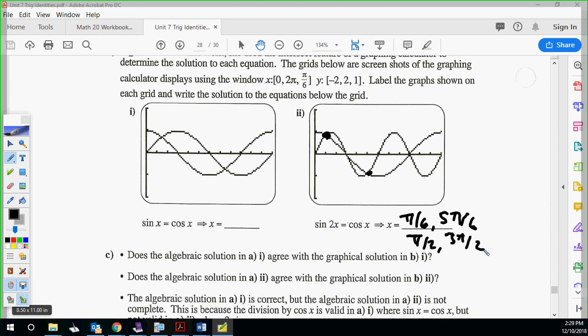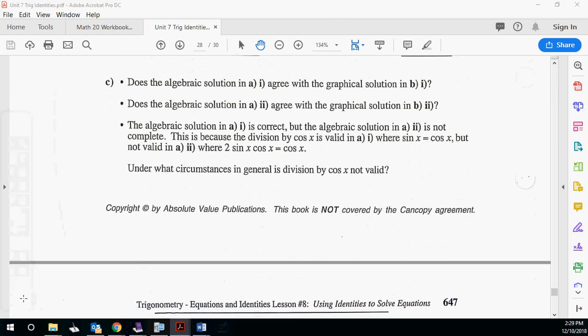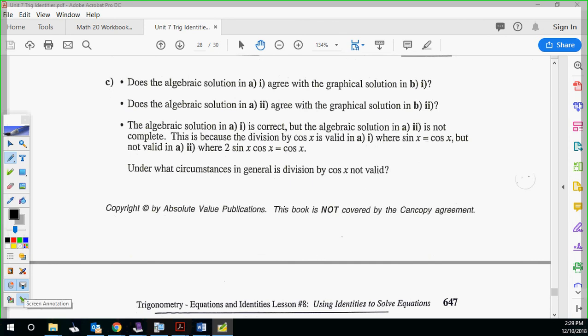Okay, so what it says here: does the algebraic solution in part 1 agree with the graphical? Yes. Does the algebraic solution agree with the graphical solution in part B? No, due to the canceling of cosine. Now we're just summarizing, guys, and we're almost done here. The algebraic solution in A is correct, but the algebraic solution in part 2 is not complete. This is because the division by cosine of x is valid in A, but not in B, or part 2. I wish they would just decide if they want A or B.